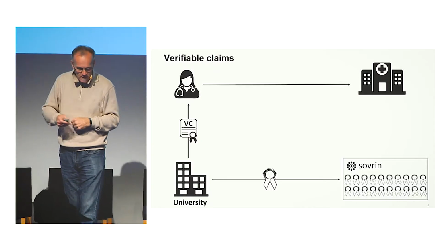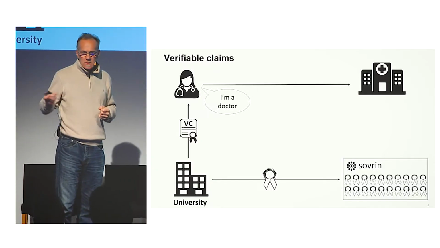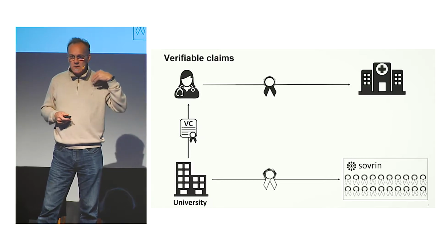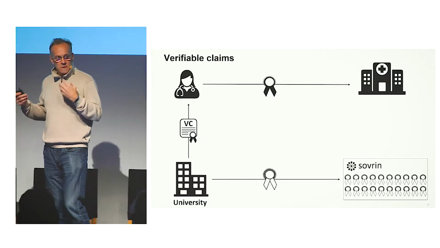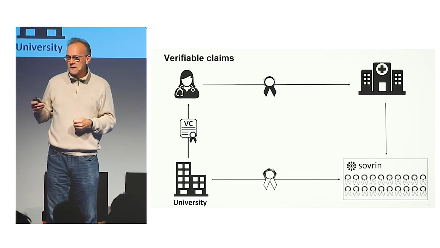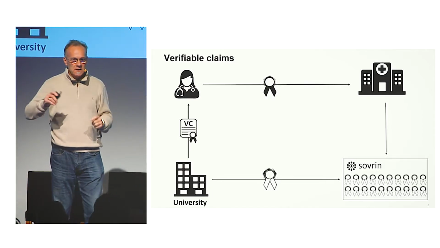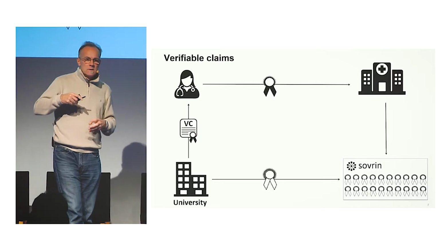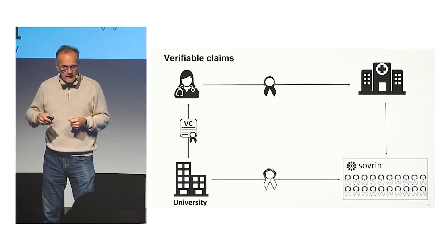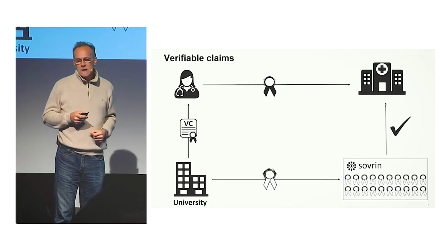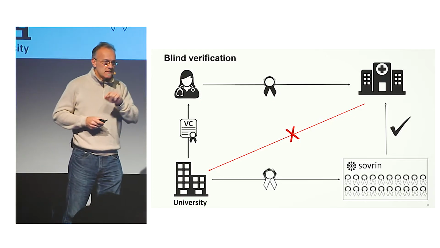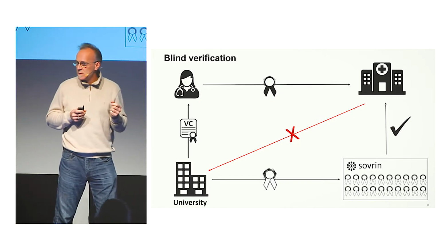independently. So now the person goes to a hospital looking for a job, and they have to prove that they are a doctor, that they are qualified to get the job. So they can present the credential that relates to the verifiable claim that was given to them by the university. And the hospital can then go to the network. There's a pointer, and I'm not going to get into detail now, but there's a pointer to the network on which the keys to verify the information can be found. And the hospital can then verify that the claim is correct.